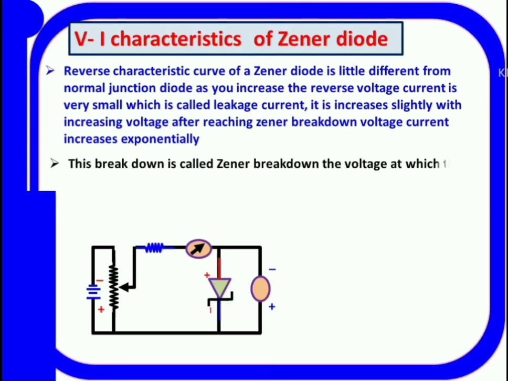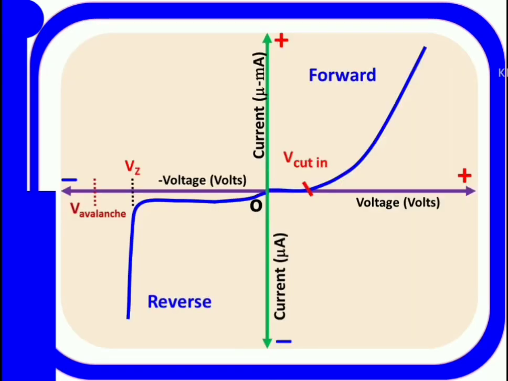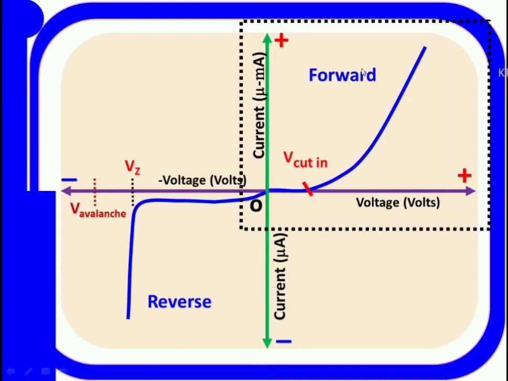If you see the curve here, this is the VI characteristics of a Zener diode in forward bias and reverse bias. On the x-axis is voltage, on the y-axis is current. In forward bias, this is the forward bias characteristic curve. If you increase the voltage, initially the current is 0. After crossing the cut-in voltage or the threshold voltage, current increases rapidly, exponentially. This is the forward curve.